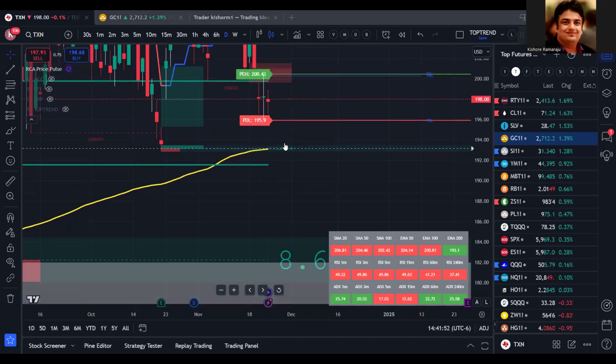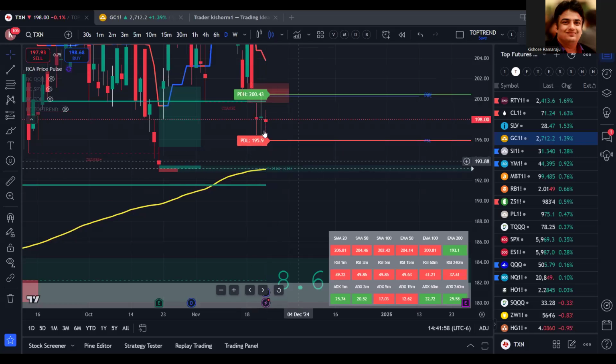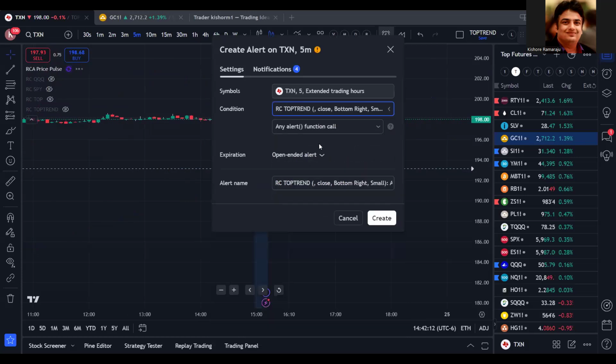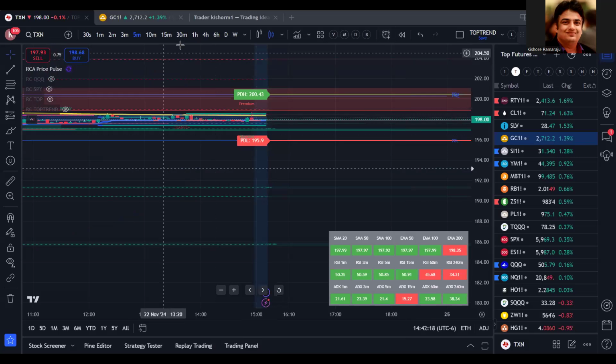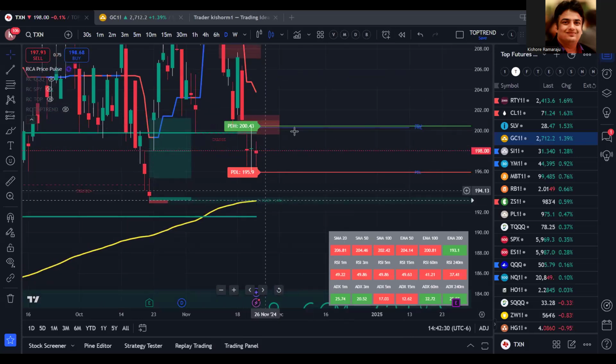Right now, you have a plan that, okay, TXN already went so much down. All the big companies want to buy here. Let me create an alert. So on Monday or Tuesday, price may come here. And then if you see a green candle, right now you can go to 5 minutes and you can put a buy order block, right? Top trend, buy alert. So now if you start seeing, once the price comes close to this and you see buy signals, then you can easily make a few $100s or thousands of dollars just with one alert.